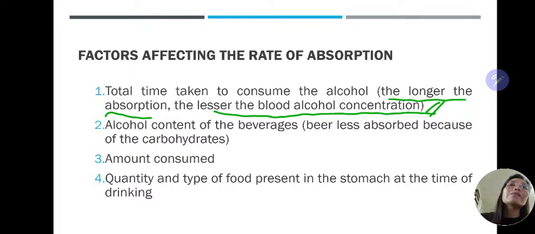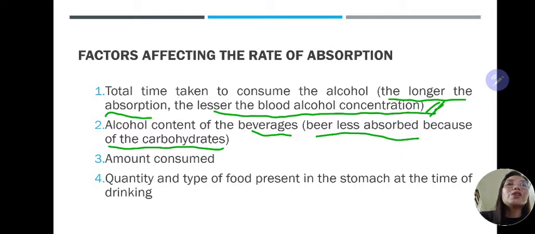Yung para lang makasabay ka sa kanila and then makapag-kwentuhan, ganyan-ganyan. Pero hindi naman kailangan magmadali because the longer the absorption, nalilesen yung blood alcohol concentration. Bakit ulit? Because of the volatility of alcohol. Kapag konti-konti lang yung concentration or konti-konti lang yung amounts, mas mabilis siyang mailalabas din sa katawan natin. Okay? The alcohol content of the beverage. It depends yan. Beer is less absorbed because of the carbohydrates present in it.